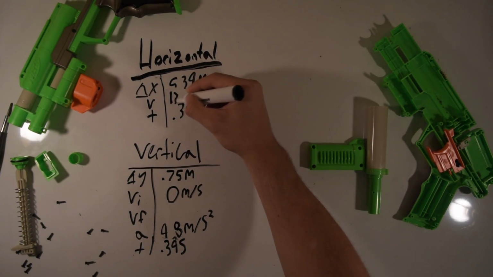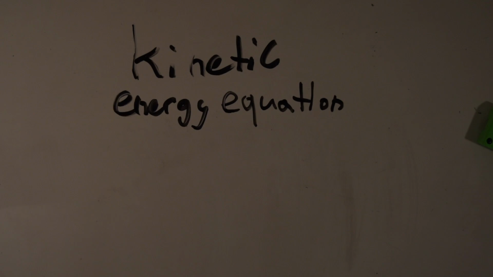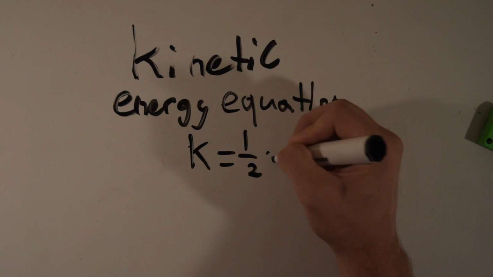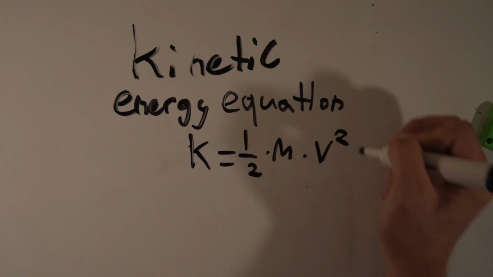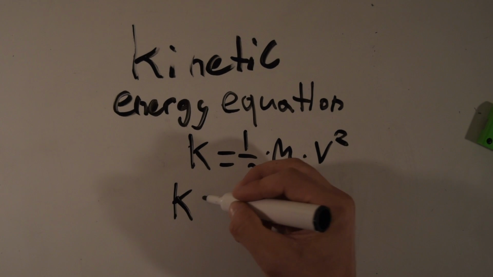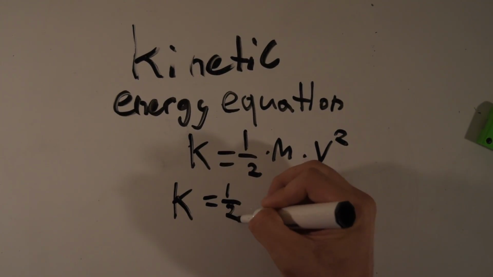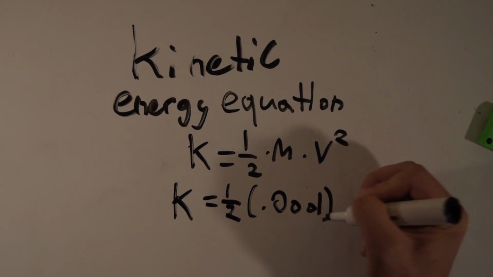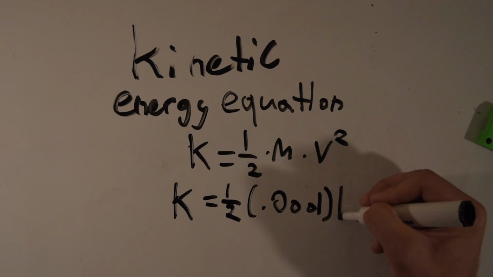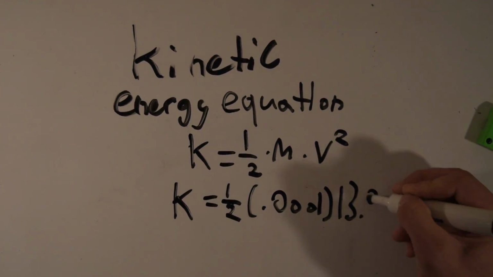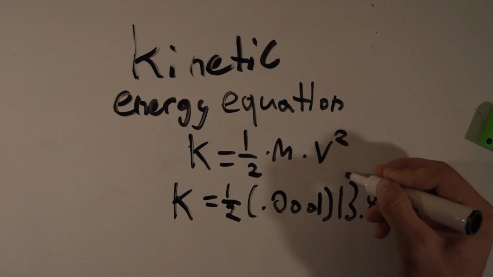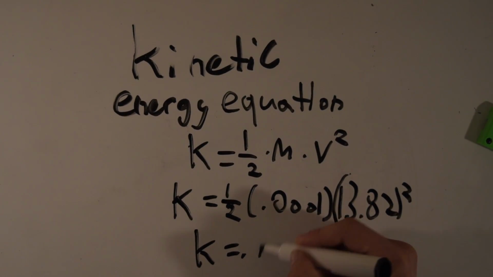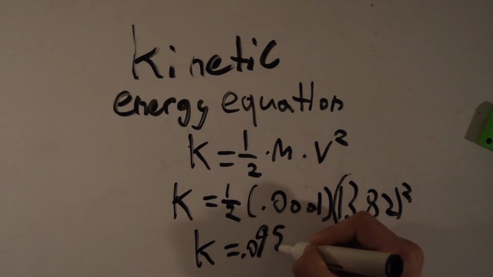So now we can add the velocity to our table just to make things look more organized and use the kinetic energy equation, which is K equals 1/2 times mass times V squared. I weighed out the bullet and it came out to be only 1 gram, making the equation K equals 1/2 times 0.0001 times 13.82 squared. This makes the kinetic energy equal 0.095 joules.